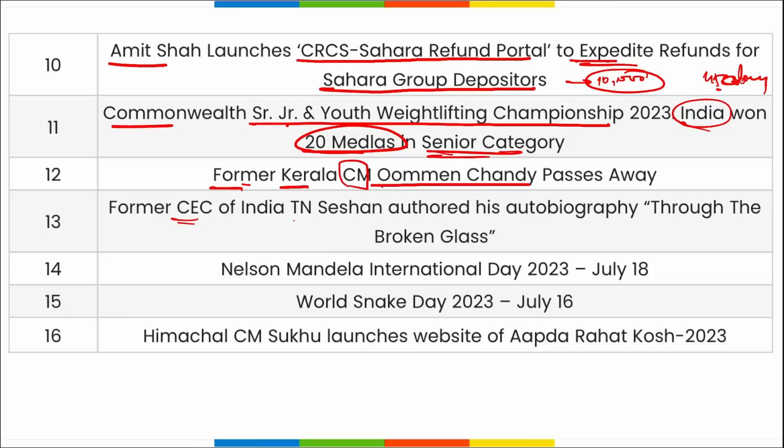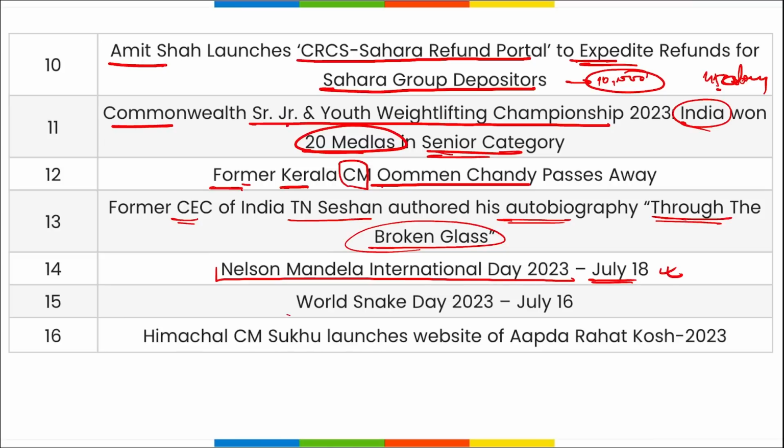Former CEC of India T.N. Seshan authored an autobiography. After his death, it was released, and the name is Through the Broken Glass. Nelson Mandela International Day is observed on 18th of July. World Snake Day is observed on 16th of July.